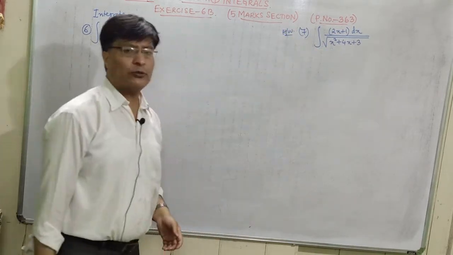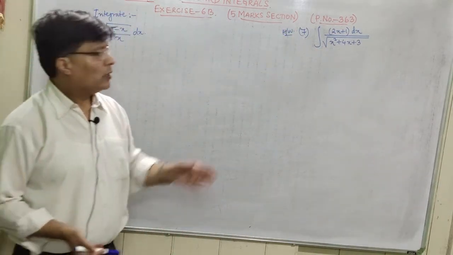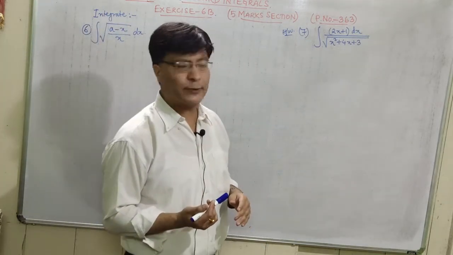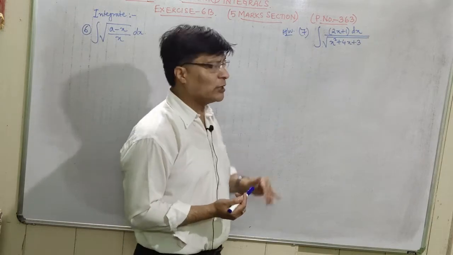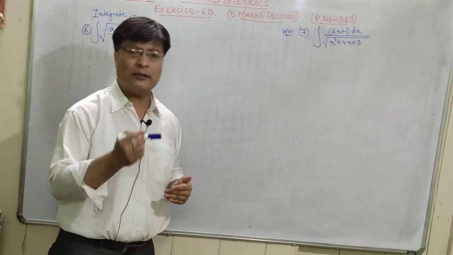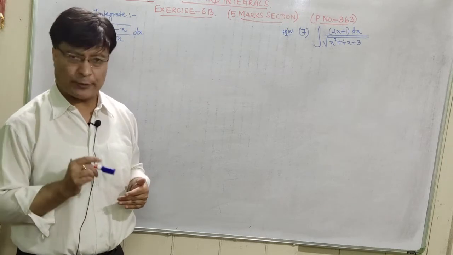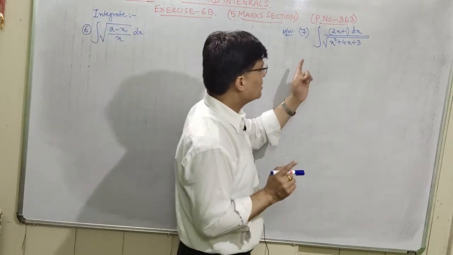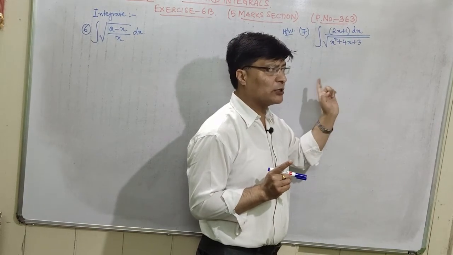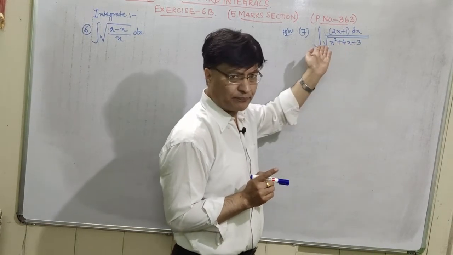Here in the numerator we have 2x plus 1. The power of x is 1 in the numerator, that is 2x plus 1. This is a linear expression in x. And in the denominator we have both the terms containing x square and the power of x is 1 here. So this is a quadratic expression. So what is the method here? You have to write down the differentiation of the expression under the square root in the numerator.